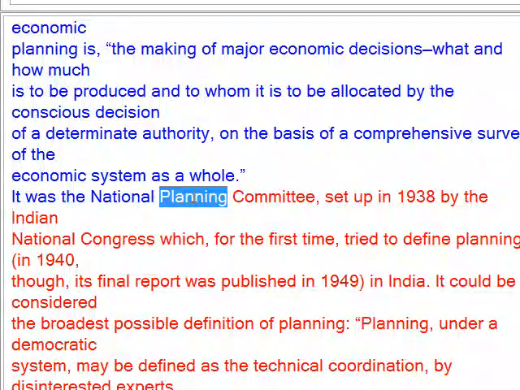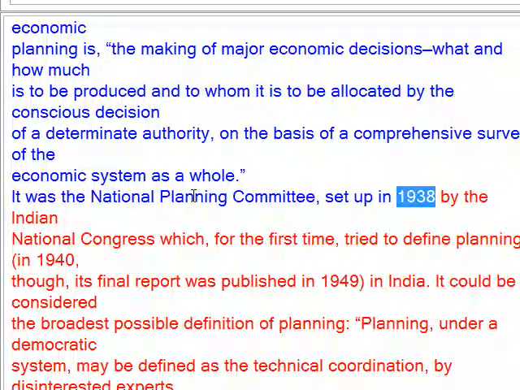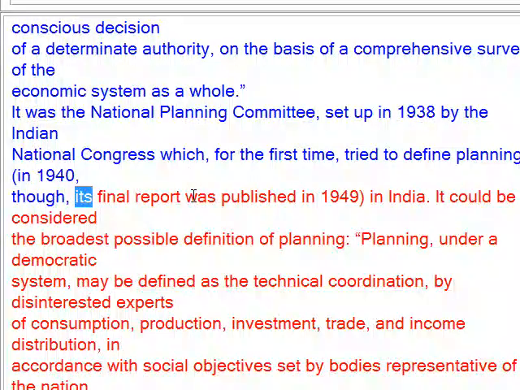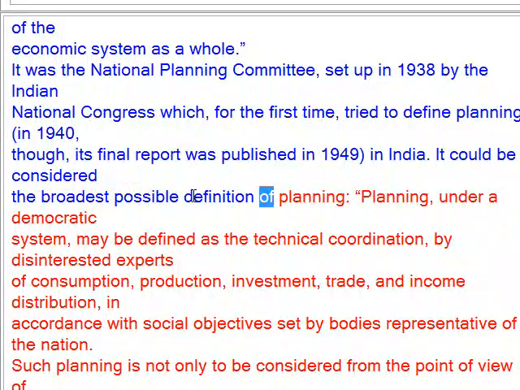It was a national planning committee, set up in 1938 by the Indian National Congress, which, for the first time, tried to define planning in 1940, though its final report was published in 1949 in India. It could be considered the broadest possible definition of planning.